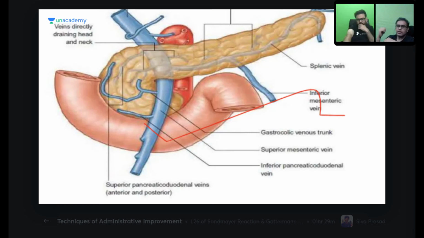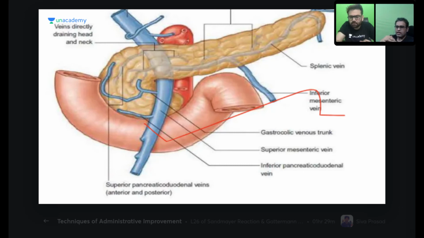Okay, so the inferior mesenteric vein was the vein of the hind gut. It drained into the splenic vein, and then this splenic vein, with the superior mesenteric vein, forms the portal vein. So that is a normal thing.